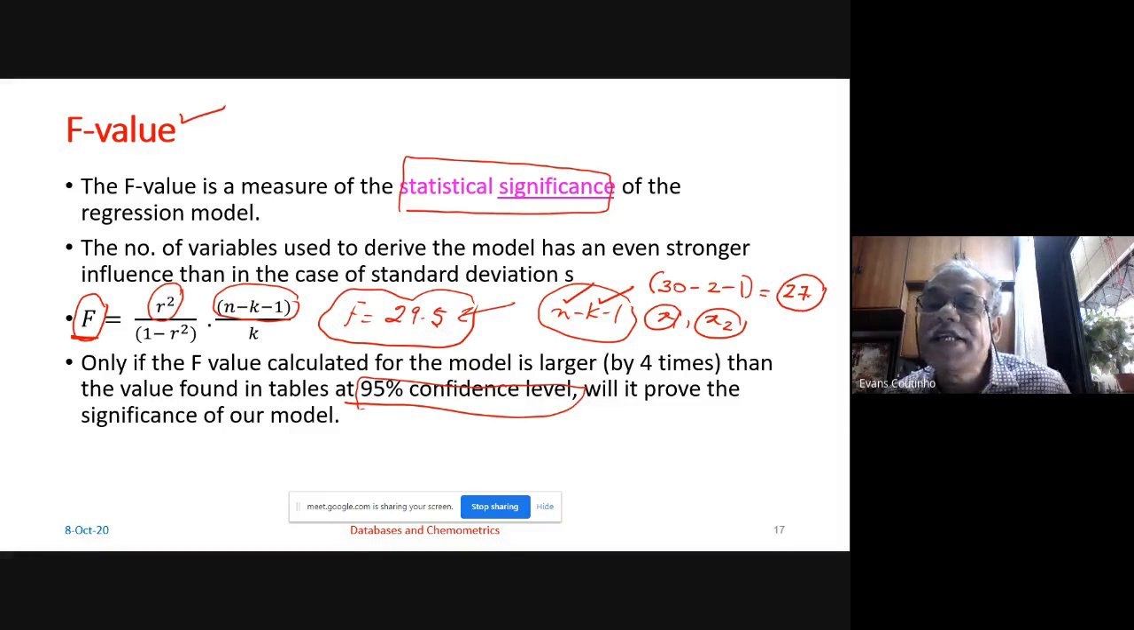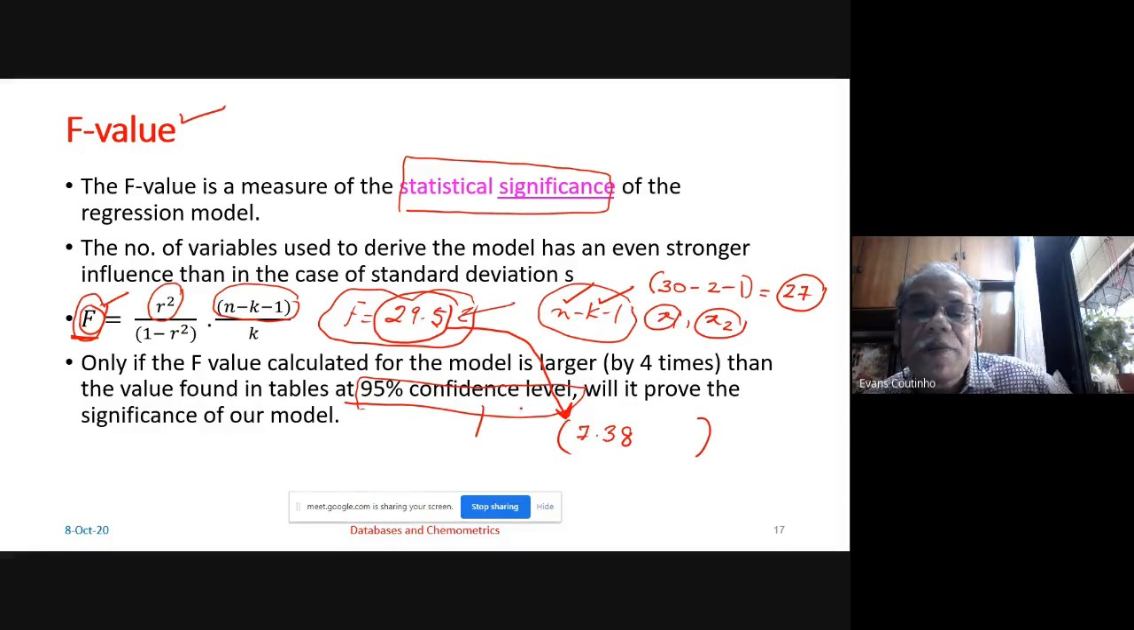So I look in the tables for 27 degrees of freedom at the 95% confidence level, and some number will come out. Let's say that number is 7.38. The F value for my model is 29.5, which is higher than what comes from the table. My number is approximately 4 times greater than 7.38. Because the F value for my model is 4 times greater than that found in the tables, I can have confidence that my model is statistically significant.